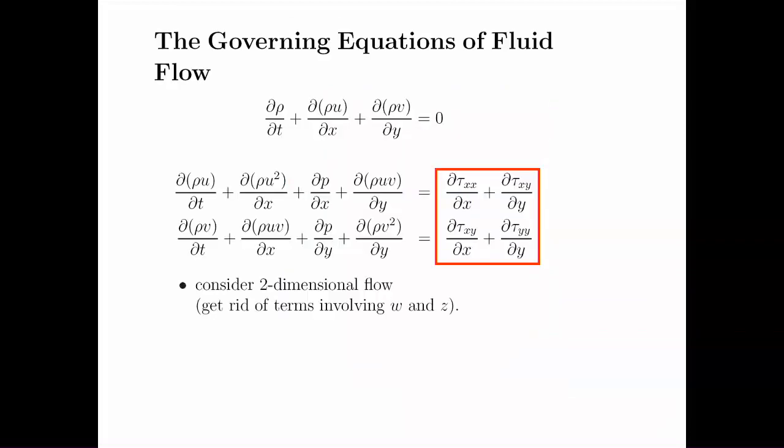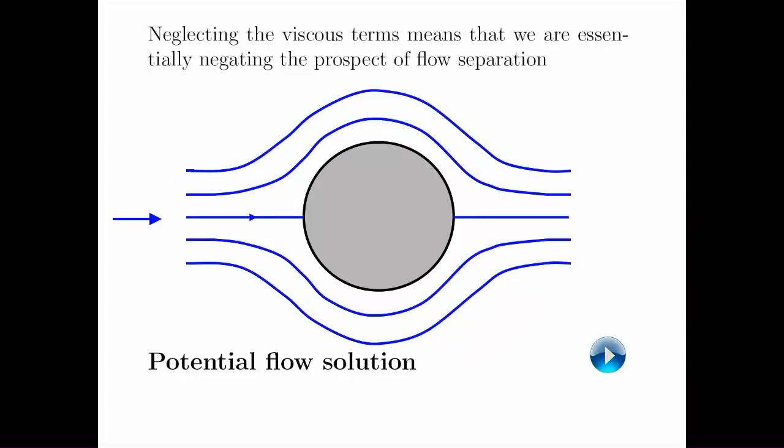Okay, so we are going to consider inviscid flow. So we're going to ignore the viscous terms, right? Which means that you will not have a boundary layer forming. If we neglect the viscous terms, it means that we are neglecting the prospect of flow separation.